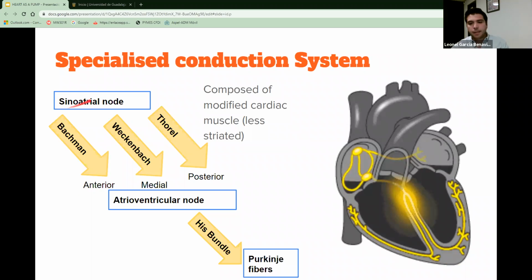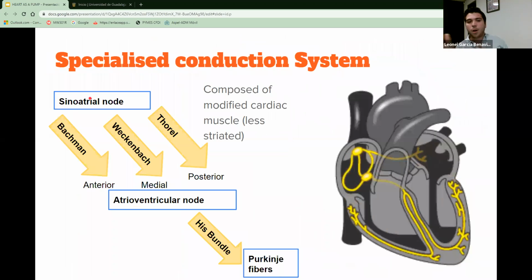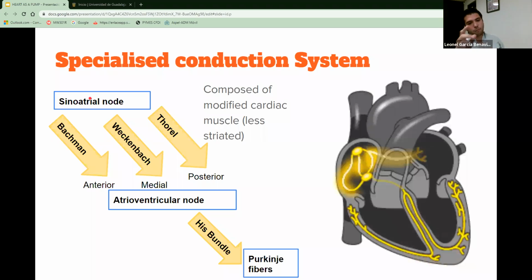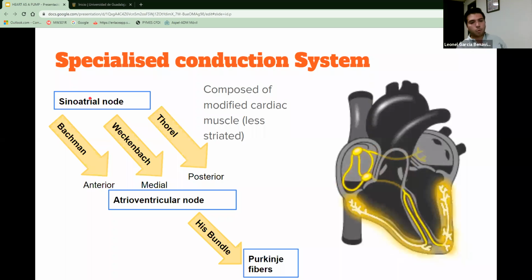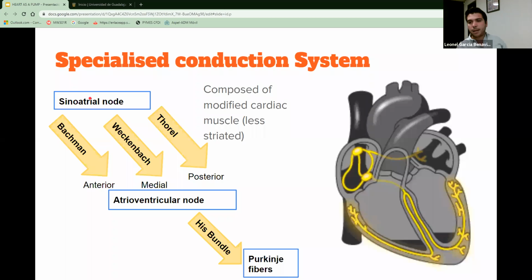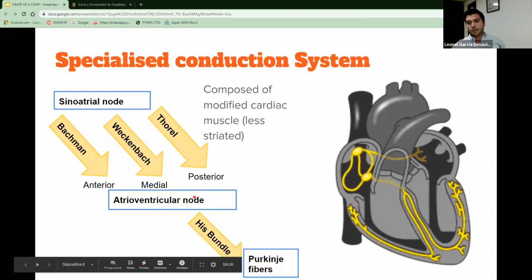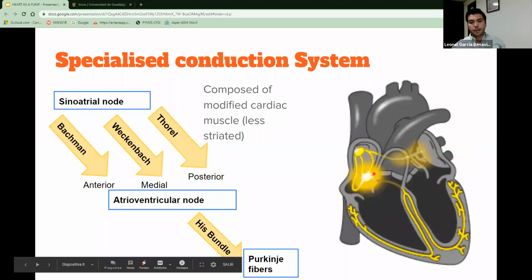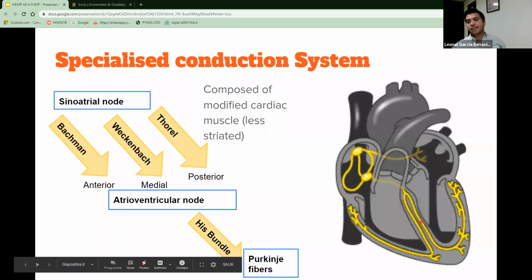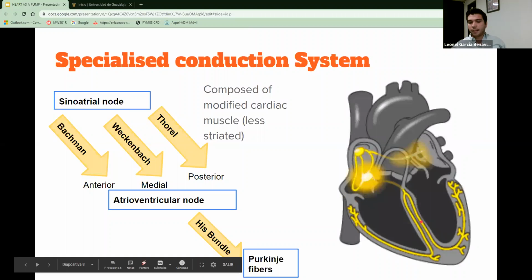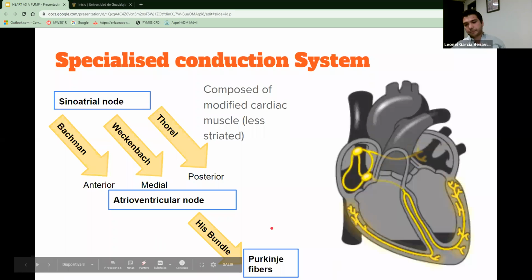Where does it begin? As you can see in the GIF right here, it all starts in the sinoatrial node, SA node, then travels through the Thorel, Wenckebach, and Bachmann branches, anterior, medial, and posterior. Then goes to the AV node. The AV node is right here. Then travels to the His bundle that has a left and a right branch. And then it gets to the Purkinje fibers.